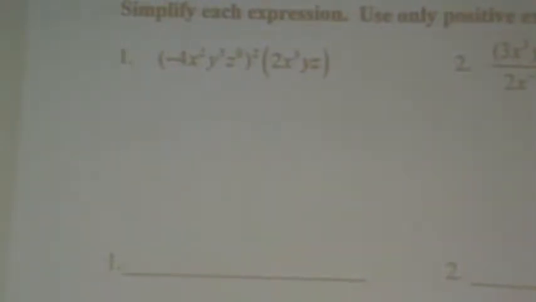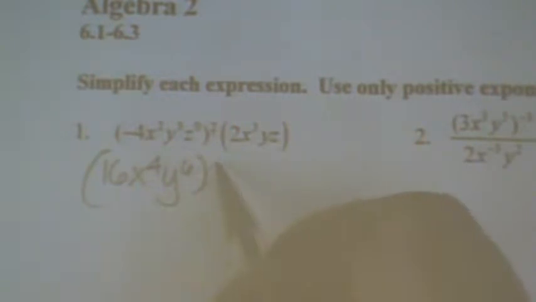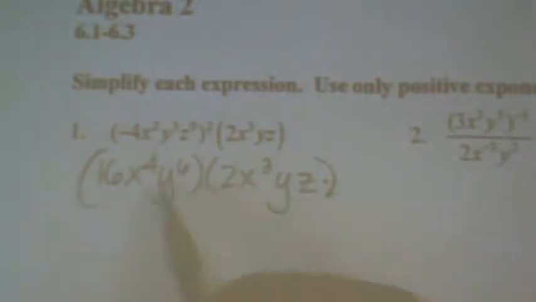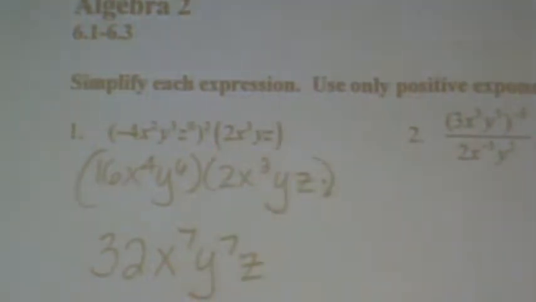Question number 1, for the first one, you've got an exponent outside here. You've got to raise -4 to the second power, which is -4 times -4 is 16. And then 2 times 2 is 4. 3 times 2 is 6. And anything to the 0 power is 1. So you're going to take that and multiply it by 2x cubed yz. The numbers just get multiplied together, so you get 32. You're going to add the x's, so you get x to the 7th. Add the y exponents, you get y to the 7th, and you have a z to the first power.